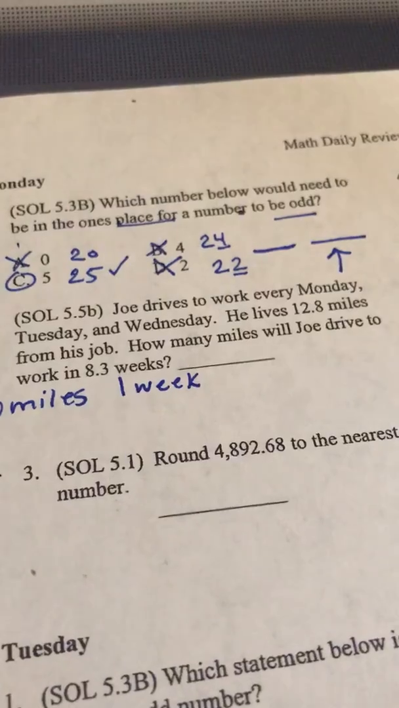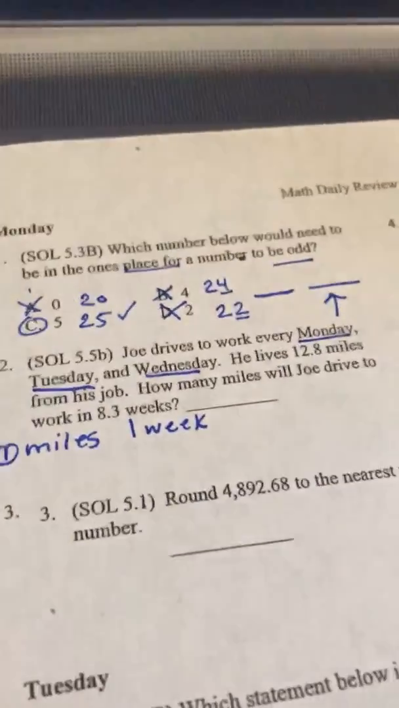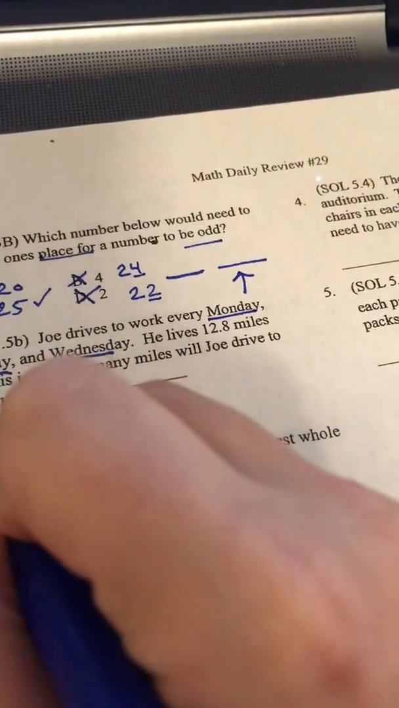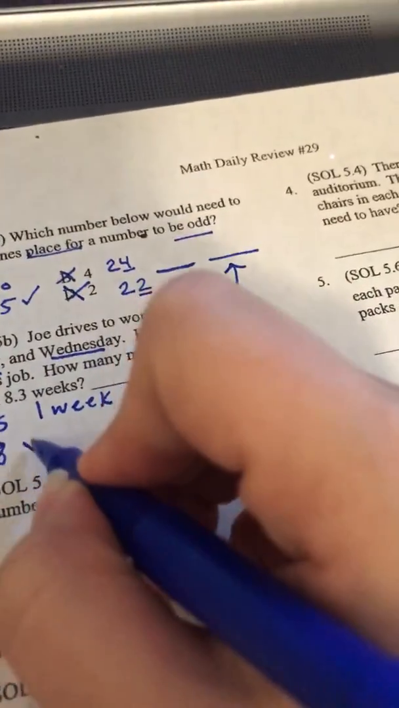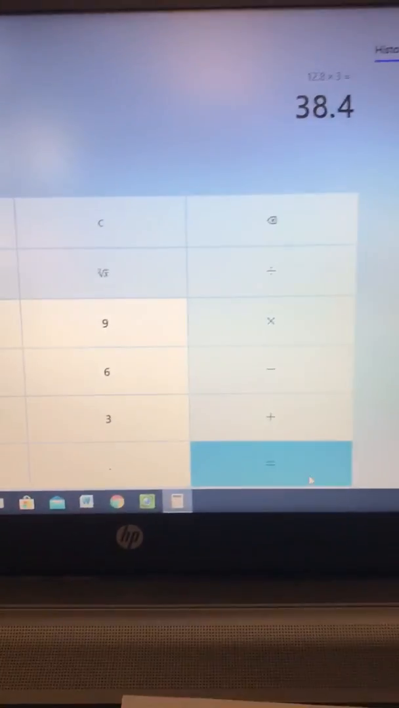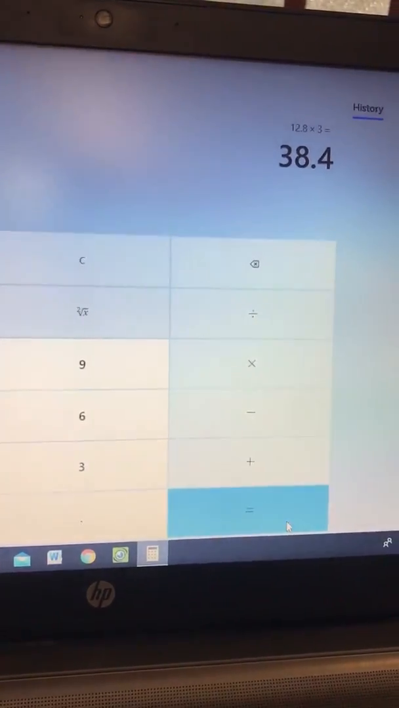So I know that he lives 12.8 miles from his job. And he travels to his job 3 days out of the week. So the first step for me is to multiply the distance from his job times 3. And that will give me the amount that he travels in 1 week. So since this is a word problem, I am going to use my calculator to multiply that by 3. And that gives us 38.4 miles, for 1 week. Okay, 3 days a week.